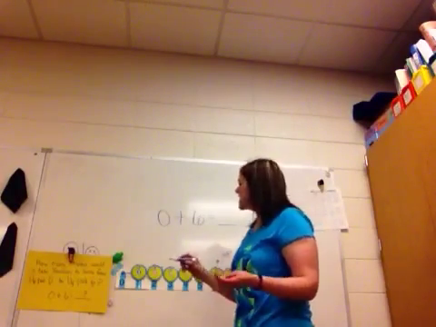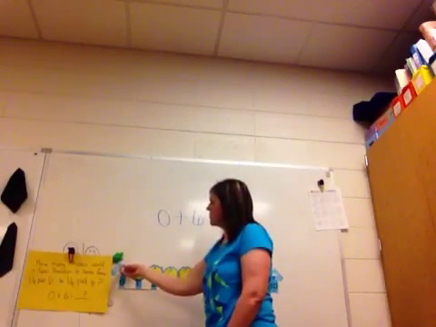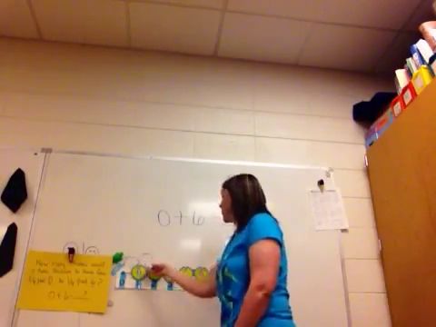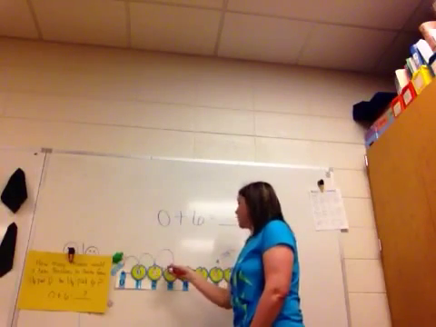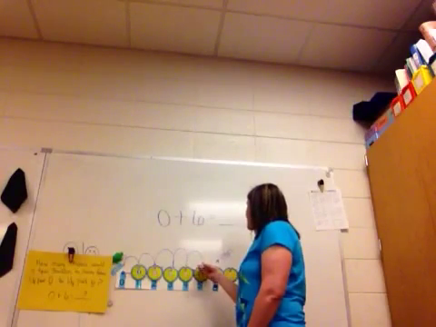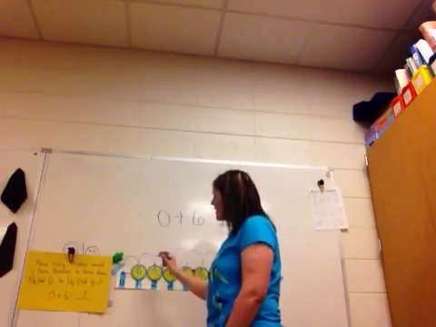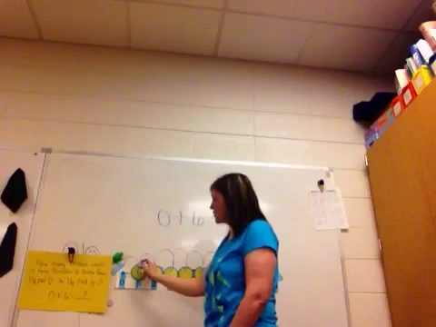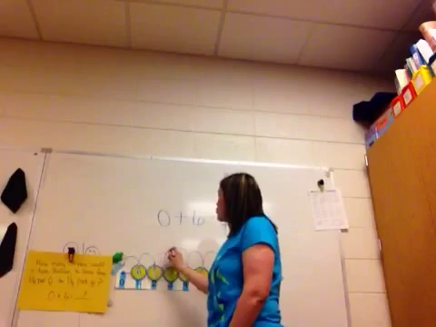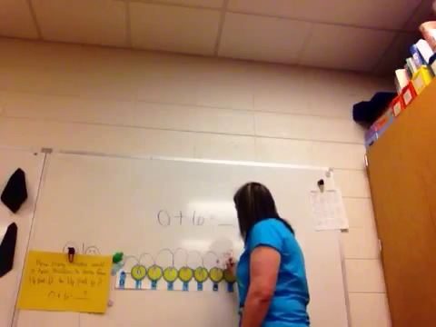So let's do our swim strokes. So start at 0. So 1 stroke. Count with me. 2 strokes. 3 strokes. 4 strokes. 5 strokes. And 6 strokes. Okay, now we can go back and we can count how many strokes it took him. So 1, 2, 3, 4, 5, 6.